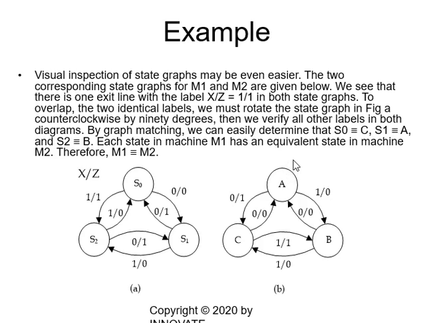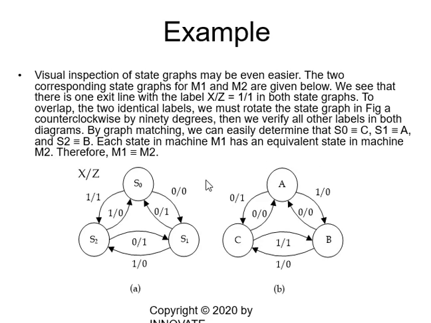So in figure A, if we rotate the state graph counterclockwise by 90 degrees, then we verify all labels in both diagrams. So the graph matching easily can show you that S0 indeed will be equal to C, and S1 will be A, and S2 will be equivalent to B. Each state in machine M1 has an equivalent state in machine M2, therefore M1 will be equivalent to M2.